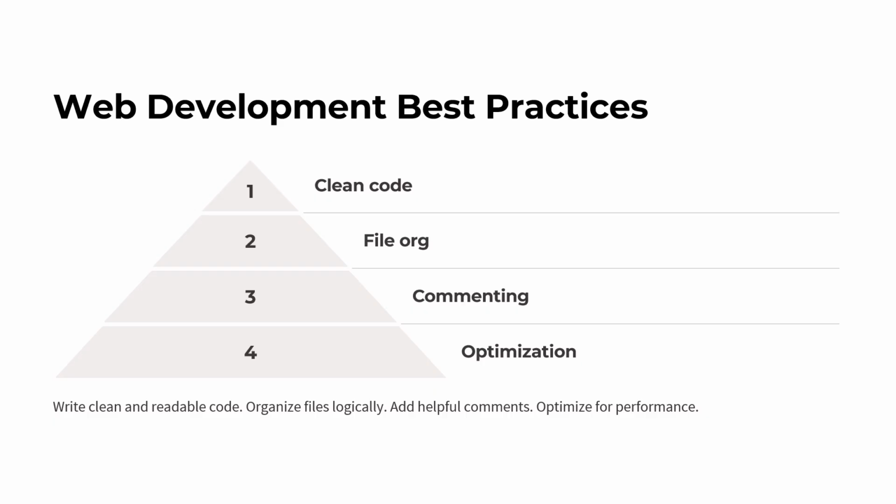3. Commenting. While clean code should be self-explanatory, adding helpful comments is crucial for clarity. Comments should explain the why behind complex logic, not the what, which should be evident from the code itself. Good commenting can save hours of confusion and make collaboration smoother. Just remember, over-commenting can be as harmful as under-commenting, so strike the right balance.